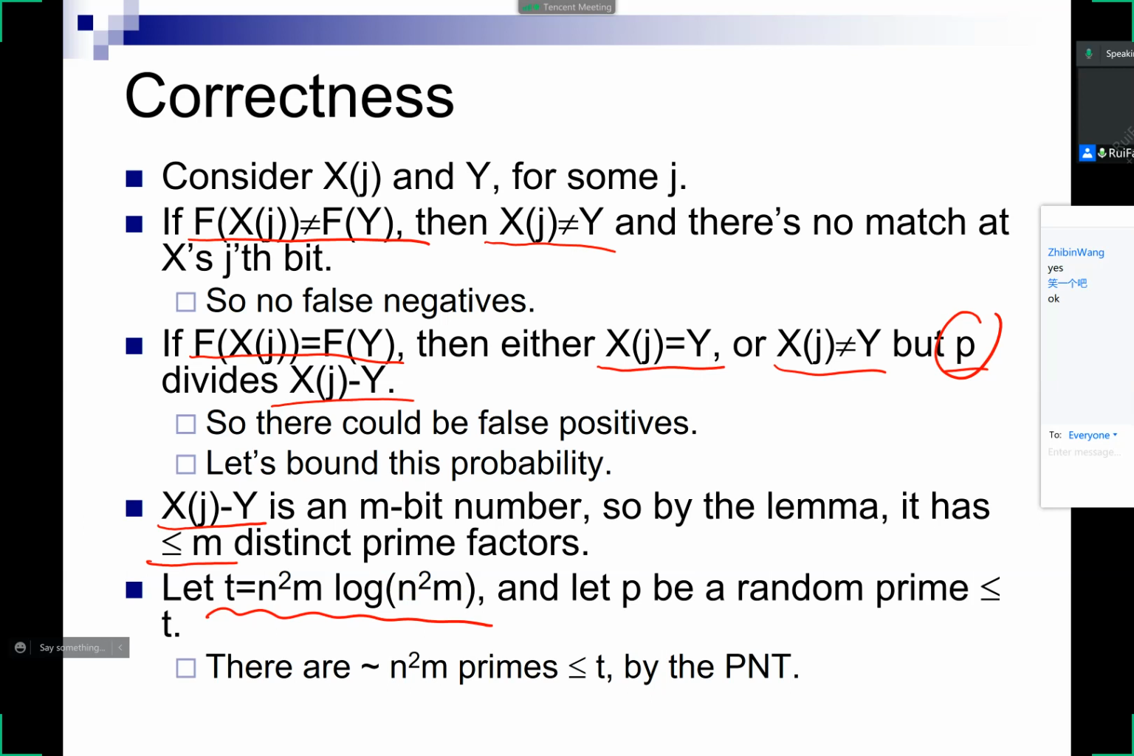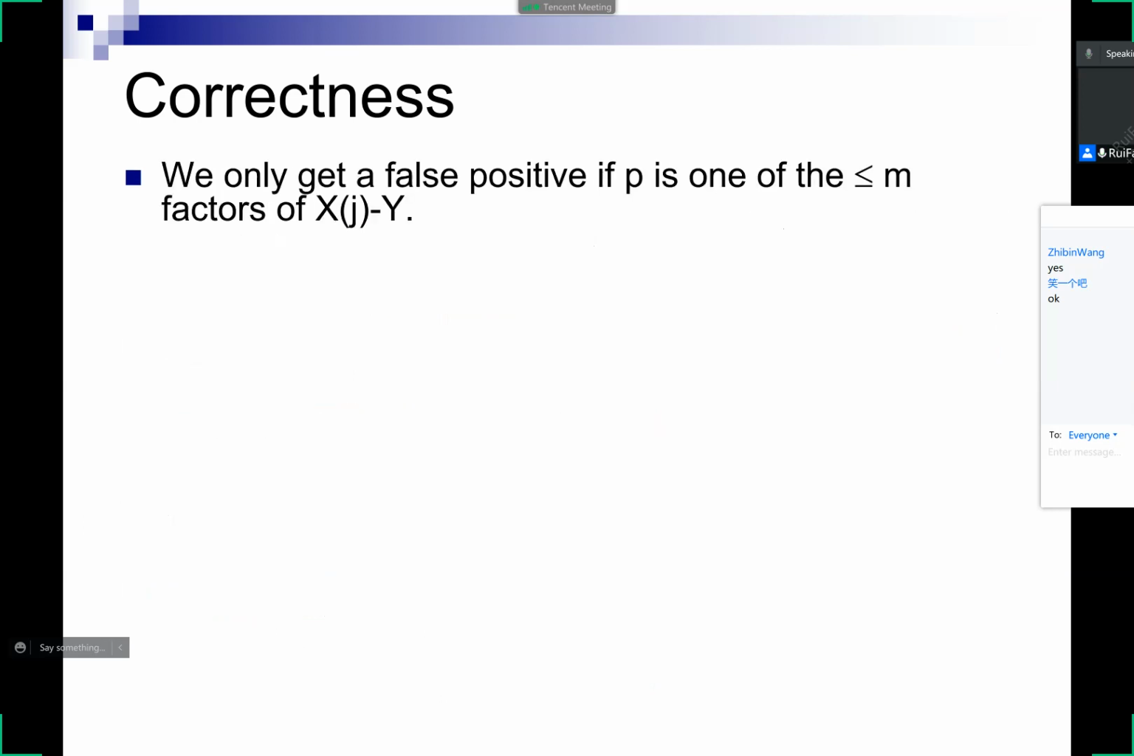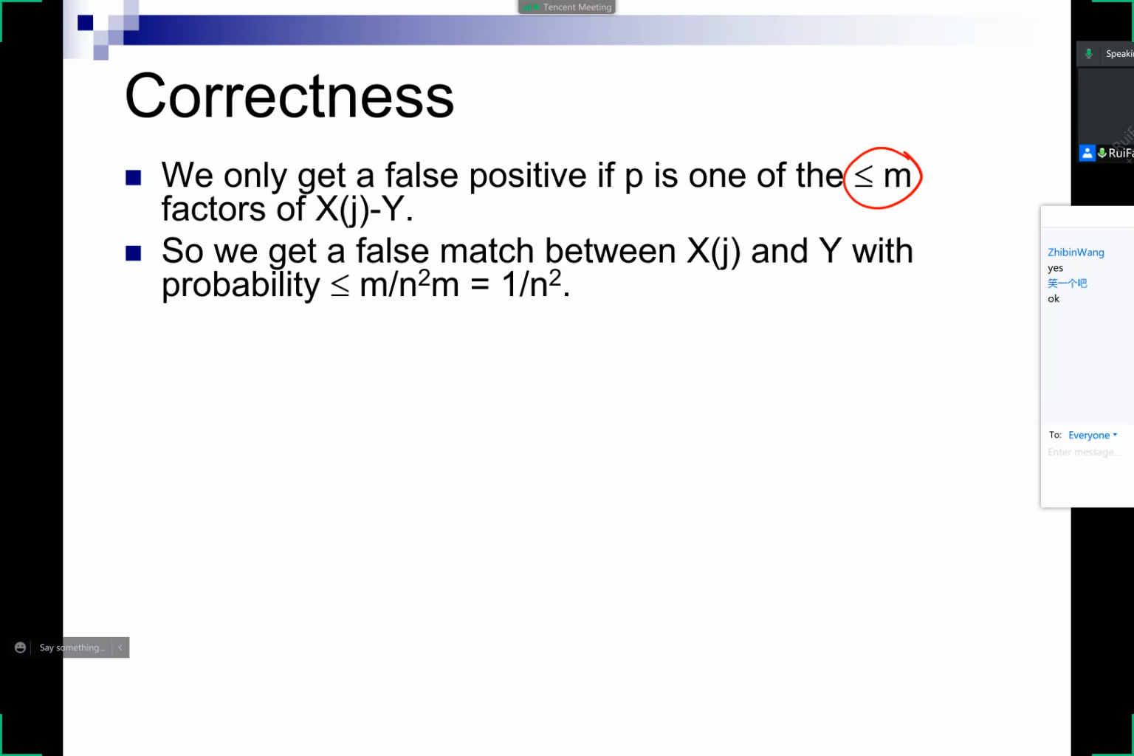Okay, so now if you apply the prime number theorem, you're going to see that using this t, you have about n squared times m prime numbers less than t. Okay, and so the only way that you can get a false positive is if P is one of these up to m prime factors of xj minus y, right? Okay, and what is the probability that this happens?